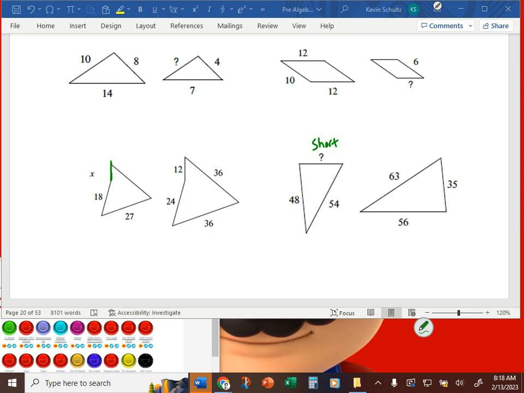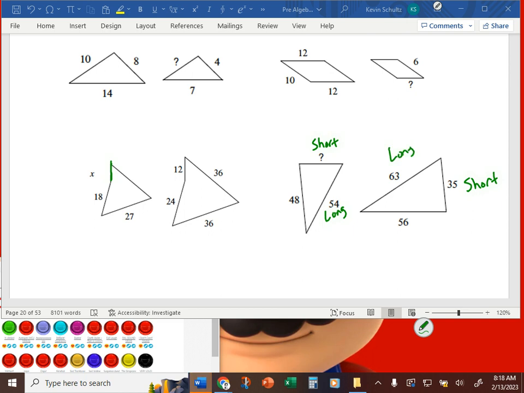If the question mark is the short side of shape A, what's the short side of shape B? The 35, right? It's the shortest side. We can see that there. Okay. What side would the 54 correspond with in the second shape? The 63. They're both the longest sides.